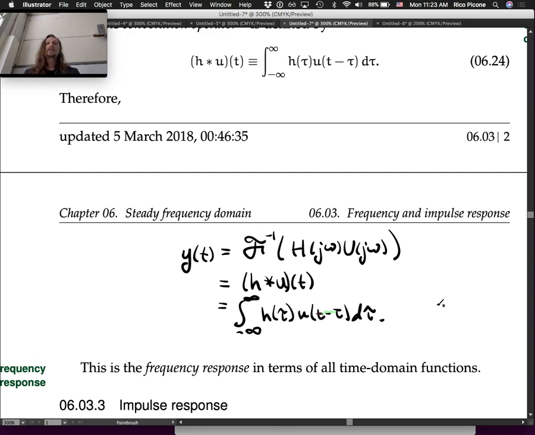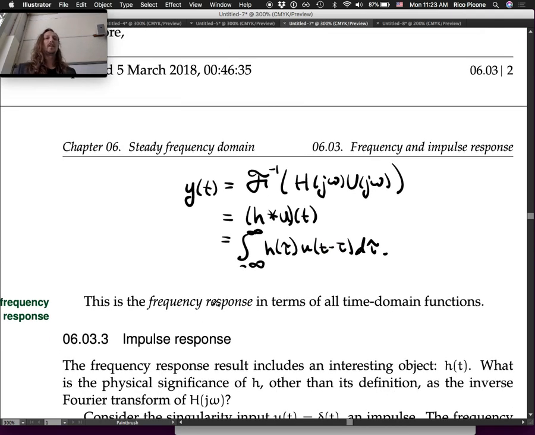Okay, so this is the solution, right? I mean, everything's expressed in the time domain. You have to do an integral, right? You have to integrate this function. But this is the forced response of the system, the frequency response, in terms of all time domain functions. So we've solved it. We've solved this for any input.